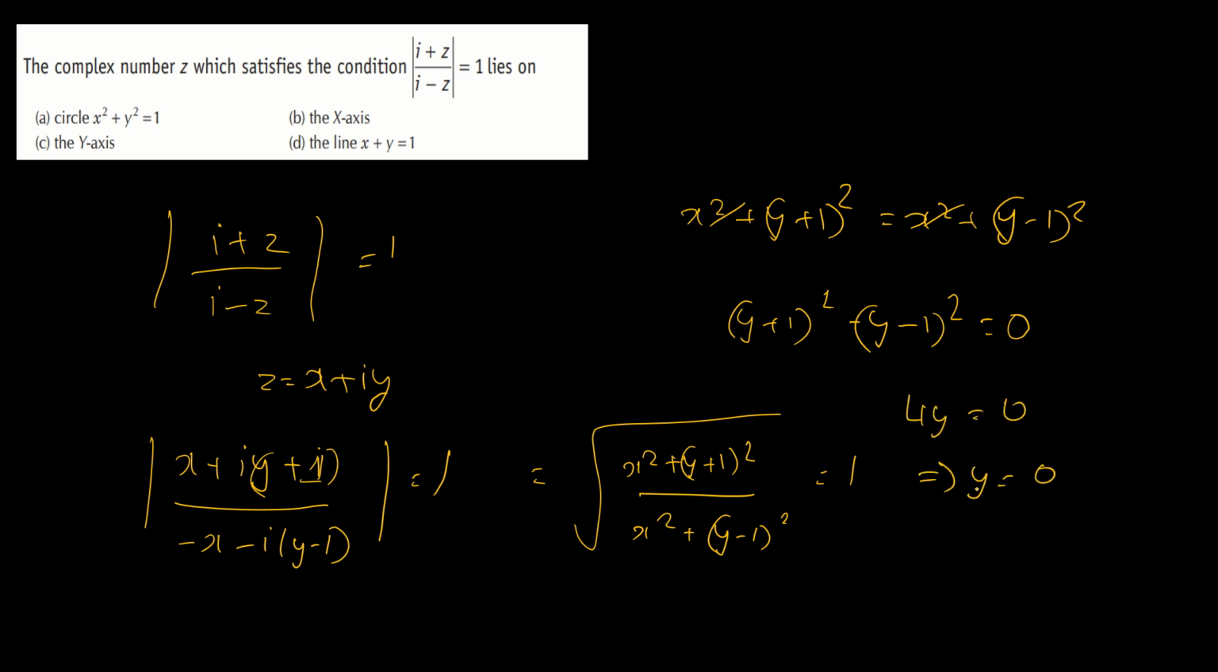Since y equals 0, the complex number z lies on the real axis, because the imaginary part is 0. So a real axis, that is the x-axis. B is the answer. Okay, let's go on to the next question.